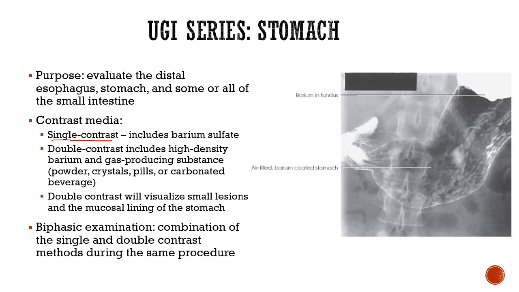On the other hand, we could perform a double contrast study that includes high-density barium and gas-producing substance like powder, crystals, pills, or carbonated beverages. And the double contrast will visualize small lesions in the mucosal lining of the stomach. The biphasic exam is a combination of the single and double contrast methods during the same procedure.